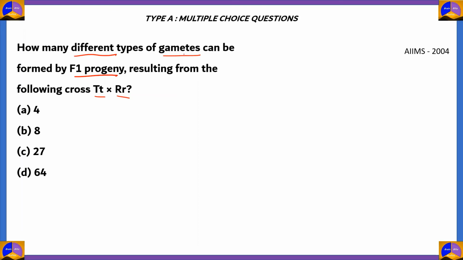So let's write our cross here, TT cross RR. If you look at this, we find 4 gametes, a capital T, a small t, a capital R, and a small r. So these are the individual alleles present here.